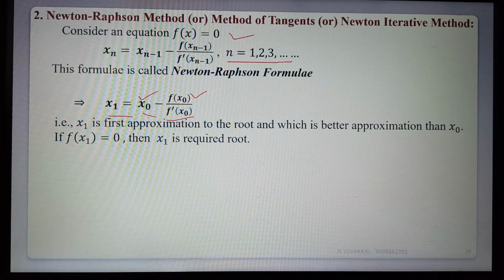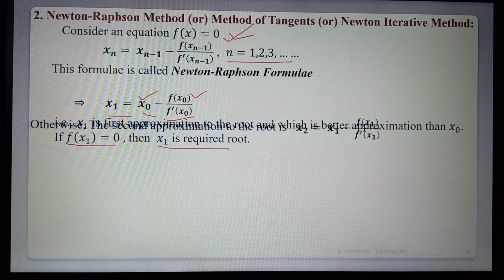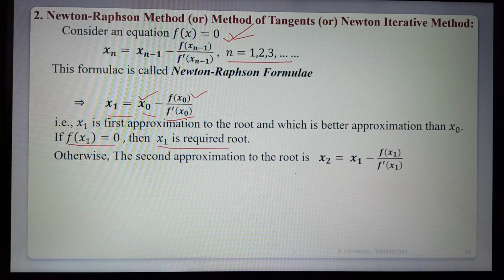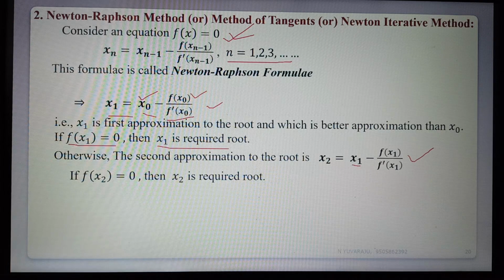If x1 is substituted in the given equation and it is satisfied, that is f of x1 is equal to 0, then x1 is the required root. Otherwise we have to find the second approximation. Using the first approximation we find the second approximation: x2 is equal to x1 minus f of x1 by f dash of x1. If f of x2 is equal to 0, then x2 is the required root. Otherwise we have to find the third approximation.